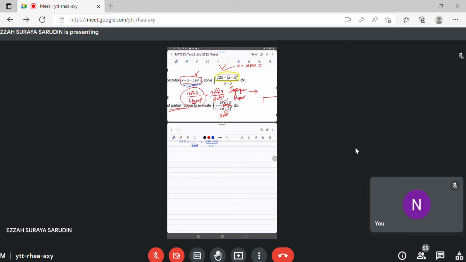Okay, yang ini saya expandkan dia punya denominator. The whole thing ni saya expand. So kita akan dapat 13x squared plus 3 over 16x squared minus 16x plus 4. Okay, so kita akan dapat this function kan.